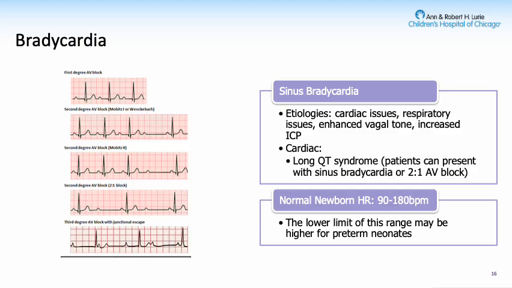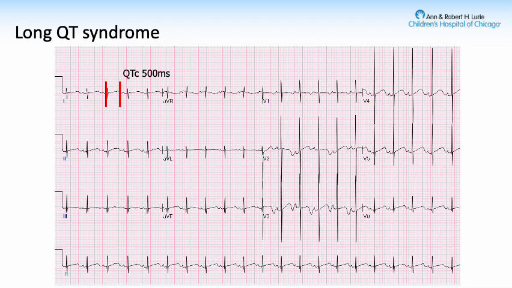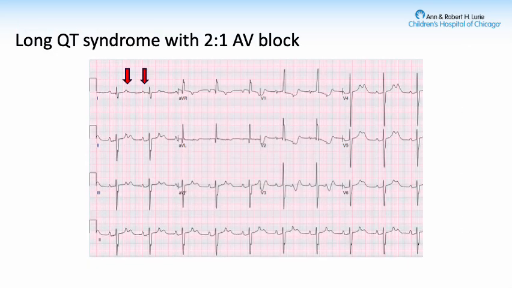We talked about this a little bit, but long QT syndrome is characterized by sinus bradycardia, abnormal T wave morphology, and a QTc that in the newborn period, anything over 440 we would consider abnormal. But oftentimes in these early babies, we'll see QTcs as high as 480 to over 500. Long QT syndrome in severe cases can present with 2-to-1 AV block, and this would be a pretty abnormal phenomenon, but would be something you would definitely want to get a cardiologist or electrophysiologist involved in.